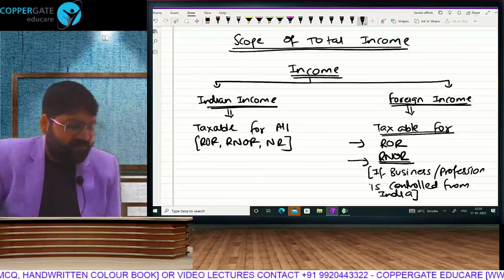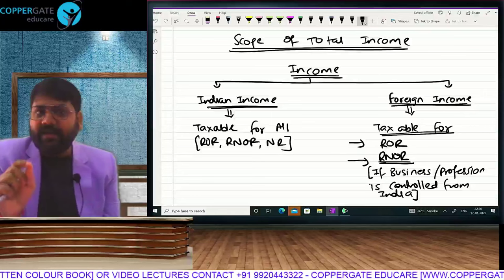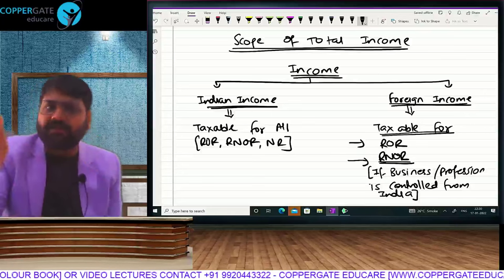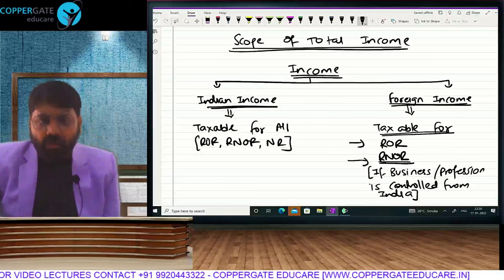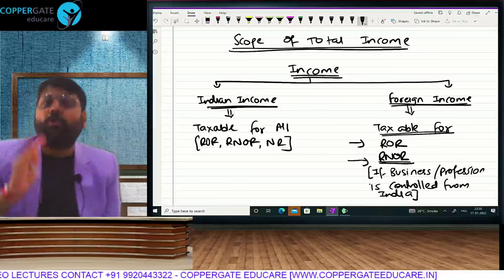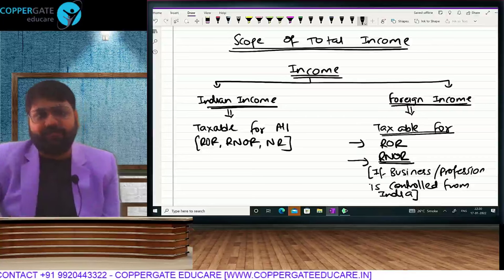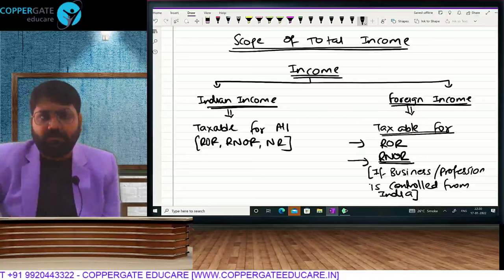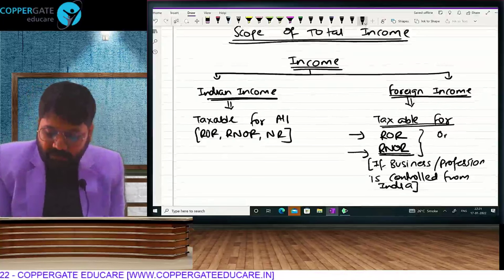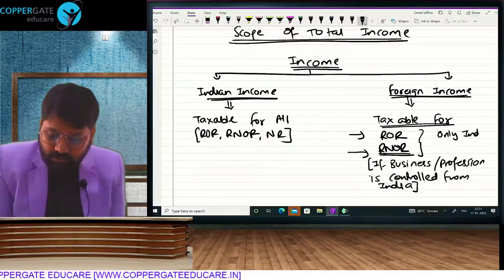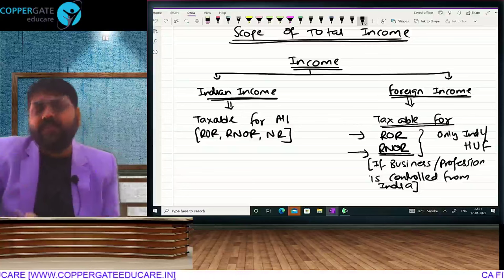Sir, what is the difference between ordinary and not ordinary resident? Ordinary resident has to pay tax under all circumstances on all incomes. But not ordinary resident has to pay tax only on Indian income. Foreign income will be taxable only if the business or profession is controlled from India. But can I say this breakup is applicable only for individual and HUF? So first, let's keep it simple.